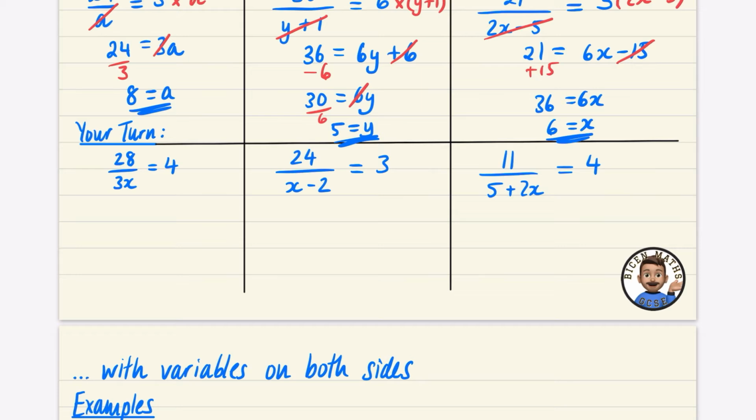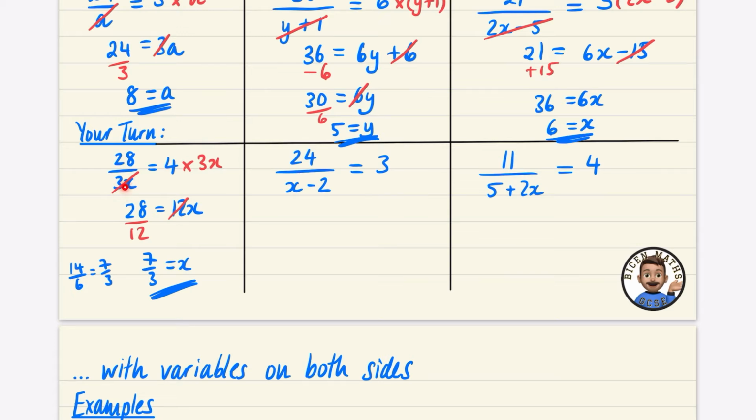Okay, so this one's a little bit different. I'm going to move this 3x from the bottom. It's going to multiply it up here so that I get 28 equals 4 times 3x, which is 12x. And then I'm going to divide by 12. Now this fraction is going to need simplifying. If I simplify this fraction, I would get 14 over 6. But that also simplifies to 7 over 3. So I could have divided the top and bottom by 4. So I get 7 over 3 is equal to x, and that doesn't simplify anymore.